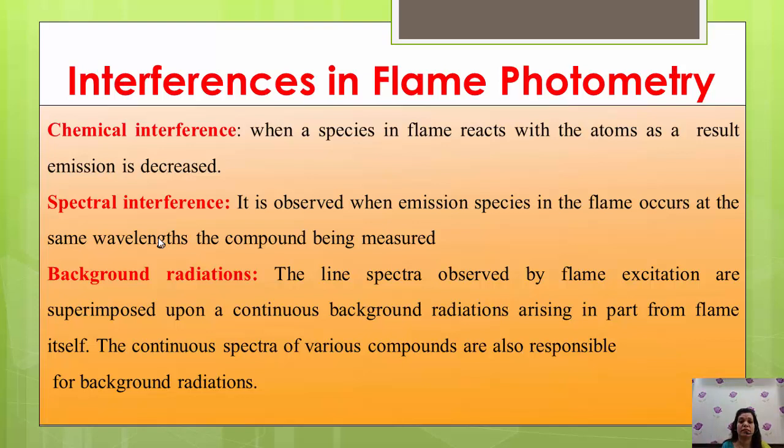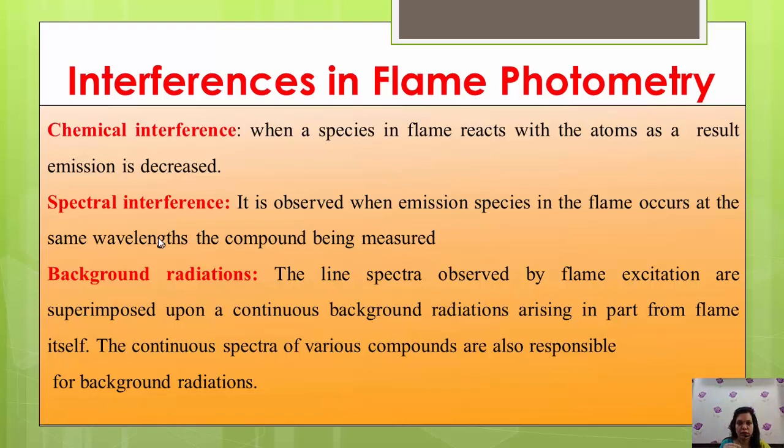Spectral interference happens when you have a mixture, suppose a sample mixture of salt solution or a water sample, which you are spraying in contact. If it has elements whose emission energies are at nearly the same wavelength, then the signals will overlap, and that's why spectral interference is observed when emission of such species takes place in contact with the flame.